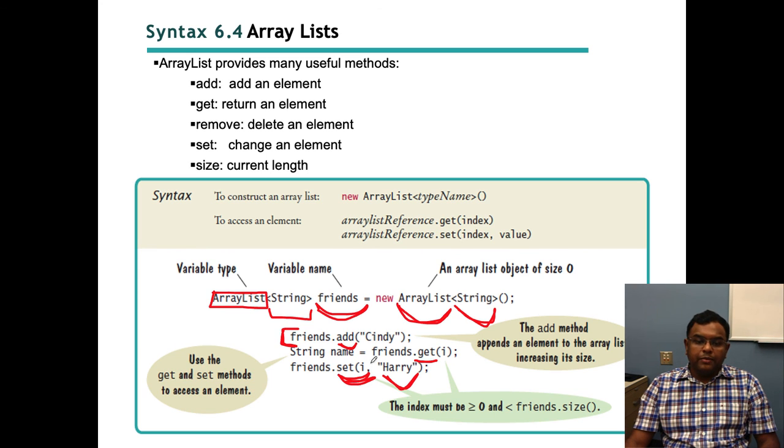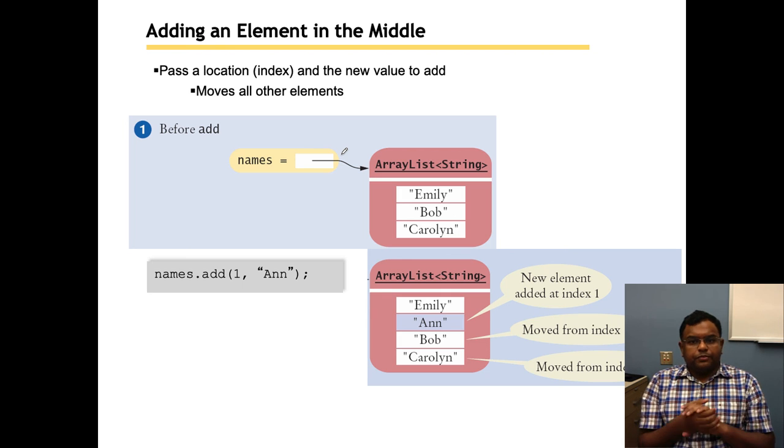Remember, when I am doing this set operation, this i has to be within the length of the array list, so it is greater than or equal to 0 and of course less than the size of the array list. The function size gives the size of the array list, similar to array.length. But remember, here size is a function, whereas array.length is the length of the array, which is not a function, which is a member variable. Okay, let's move on to next.